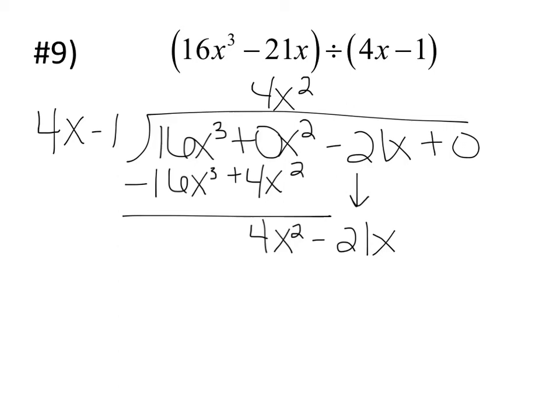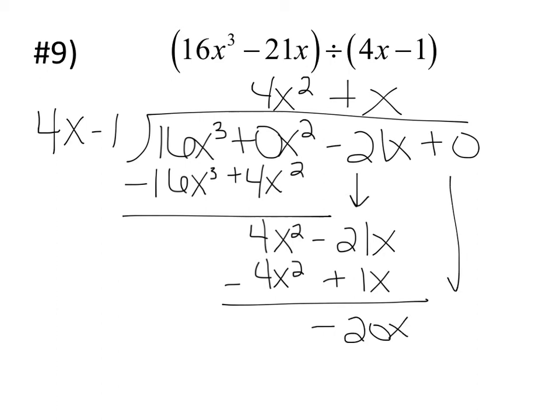That's just going to be 4. So I'm sorry, just going to be x. So you add x. X times 4x is 4x squared. X times negative 1 is negative 1x. Change your signs. First term should cancel away. They do. Negative 21 plus 1 is negative 20x. And bring down your plus 0.